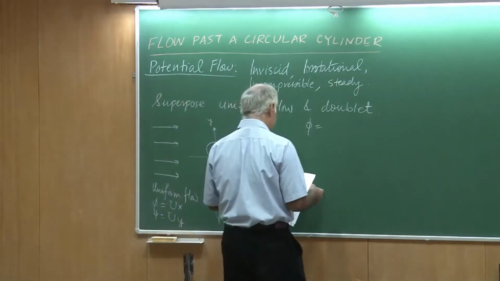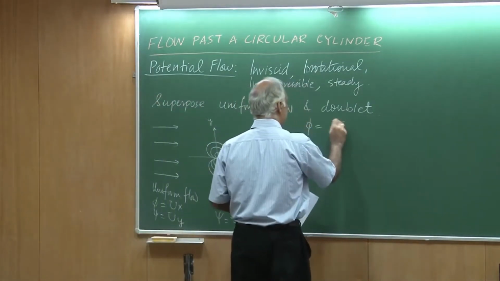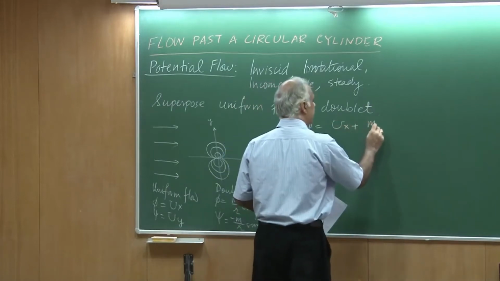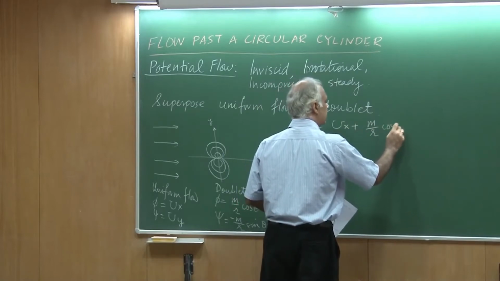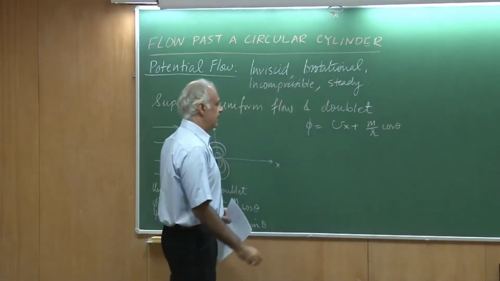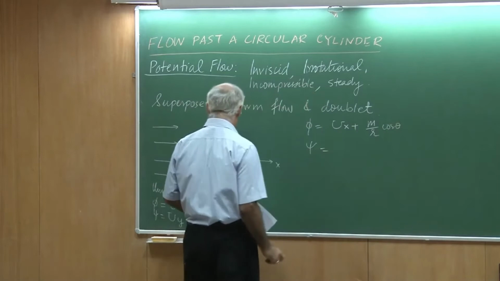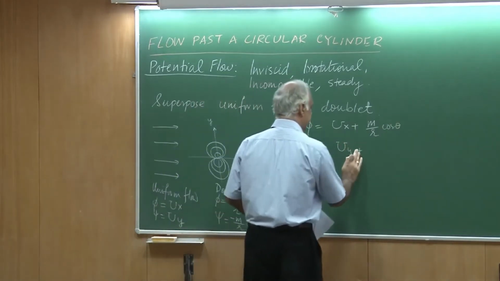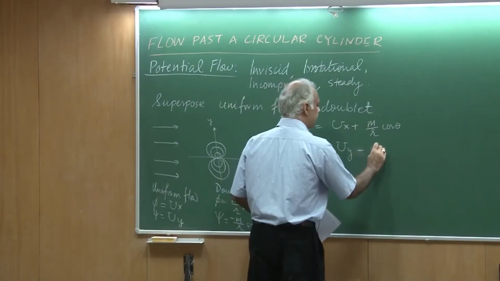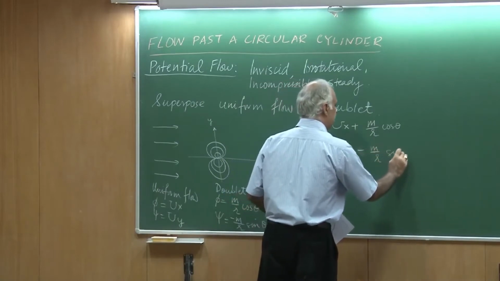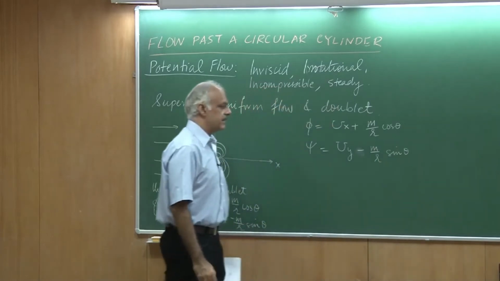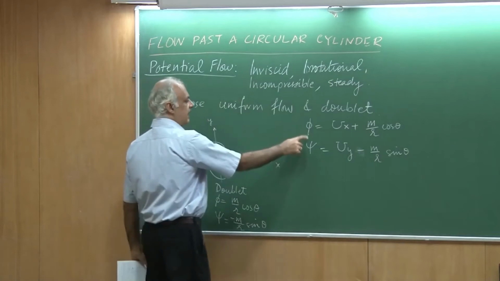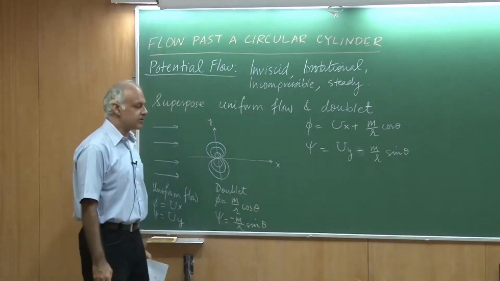Phi would be given as u times x for the uniform flow, plus for the doublet m by r cosine theta, and the stream function is given as u times y plus, in fact I would have a negative sign here, m by r sine theta. That is it. So I can now get the potential and the stream function for the combined flow.